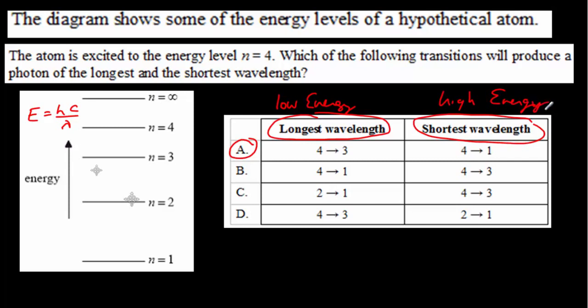So we're looking for the maximum energy difference here, and that would be from 4 to 1. And we're looking for the minimum energy difference here, and that would be from 4 to 3. Because this gap is the smallest, and this gap is the largest.